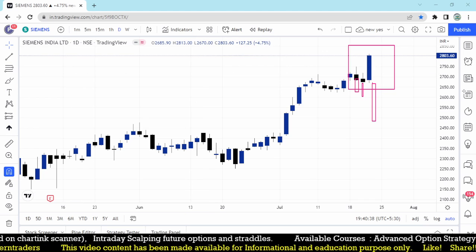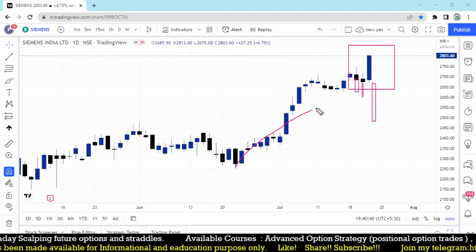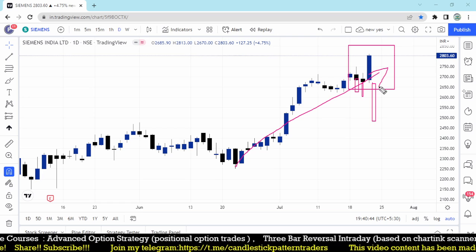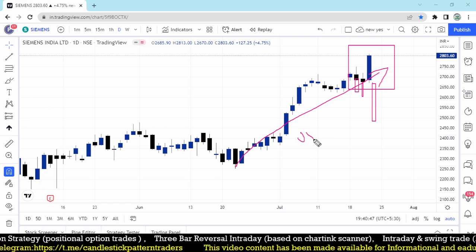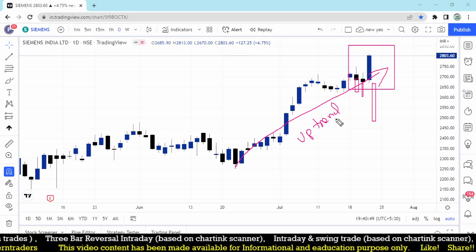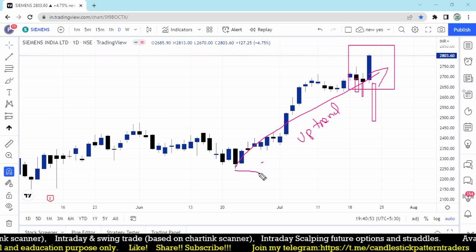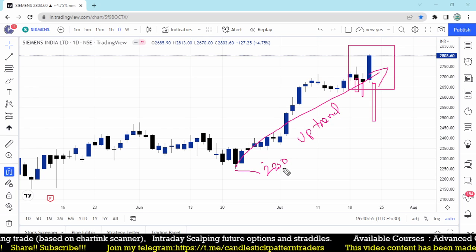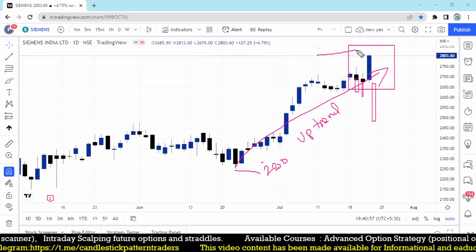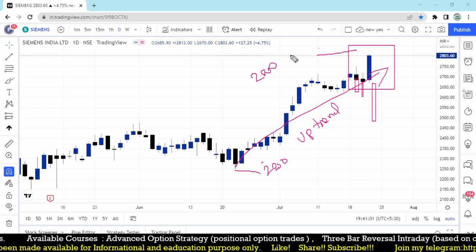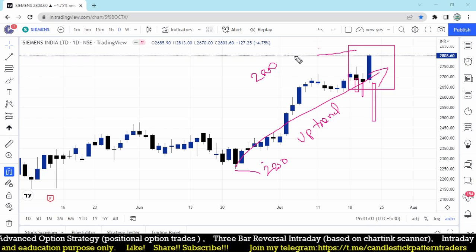But why am I not taking this 3-bar reversal? Because it is an uptrend. The stock is already in an uptrend. The stock has already gone up a good percentage from almost 2,250. Now the stock is nearing 2,800, almost 650 points. It is already up.